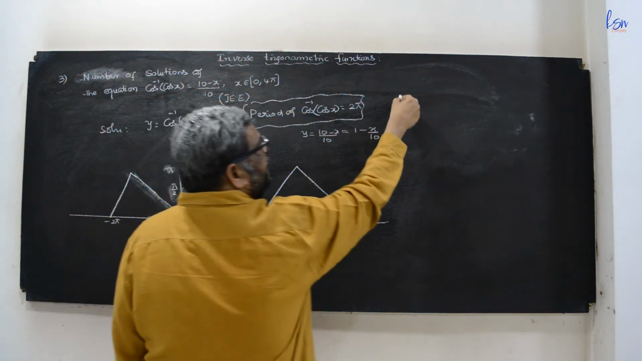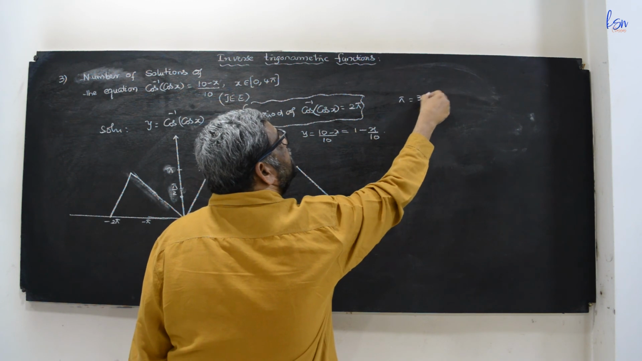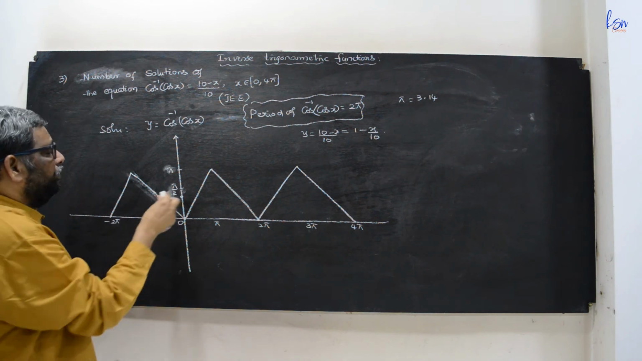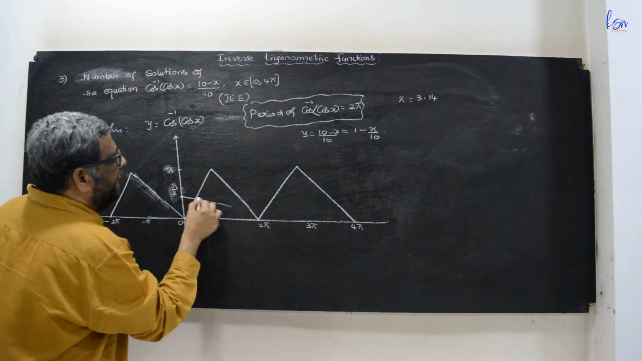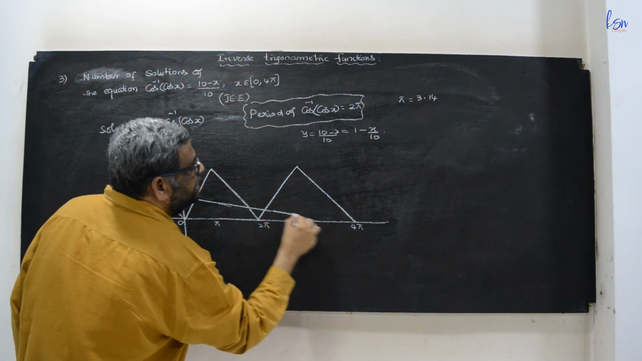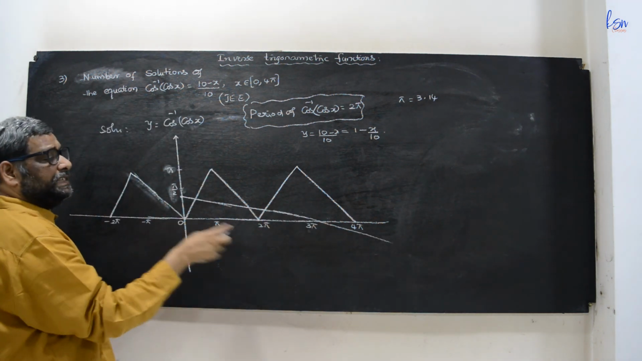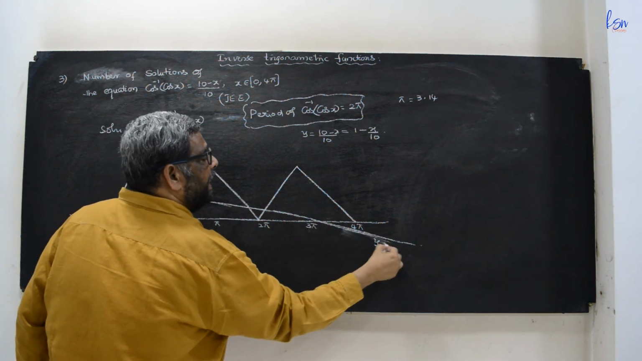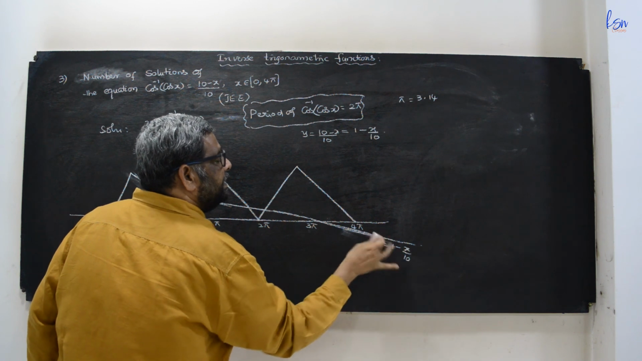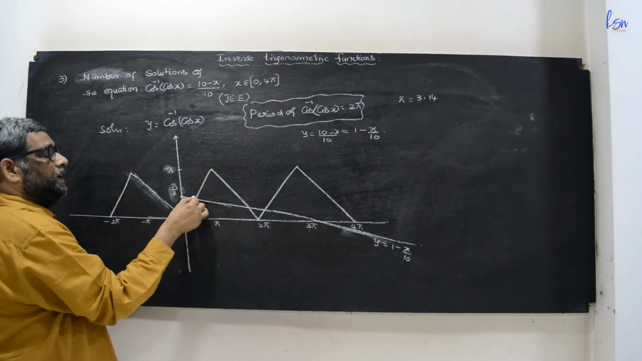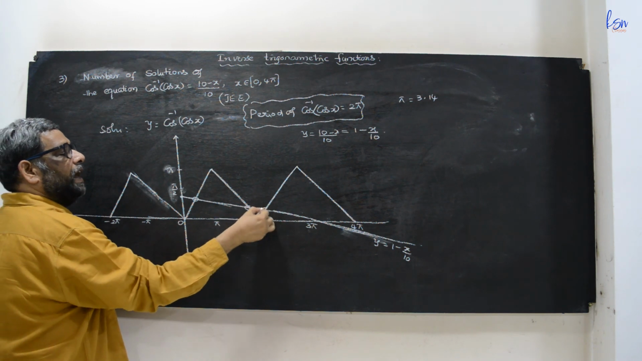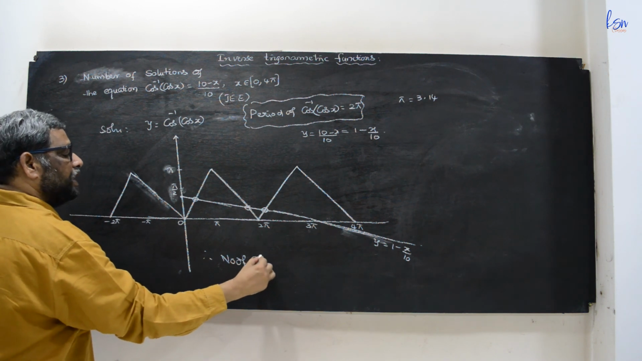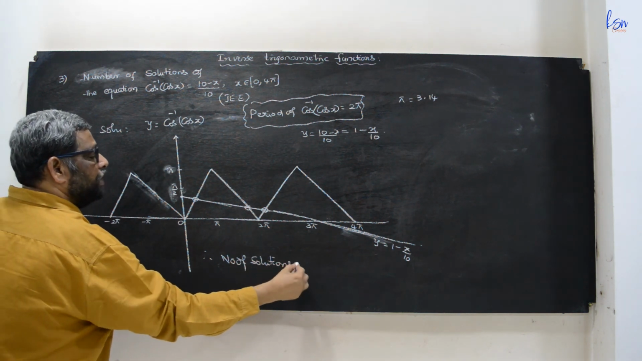Because pi is equal to 3.14, 3 pi is 3 into 3, 9 point something. So the line will be like this. This is the line, y is equal to 1 minus x by 10. This is intersecting this particular curve in 3 points, 1, 2 and 3. Therefore, the number of solutions is equal to 3.